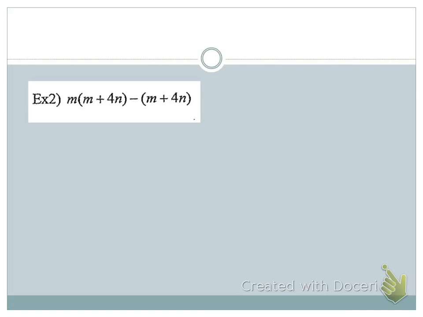They do have the same variables, but a little more specifically, what part matches on both sides of the minus sign? What's in the parentheses matches. That's exactly the same. M plus 4n, m plus 4n. So that's what we consider to be our GCF. So we're going to divide both of these by that GCF.